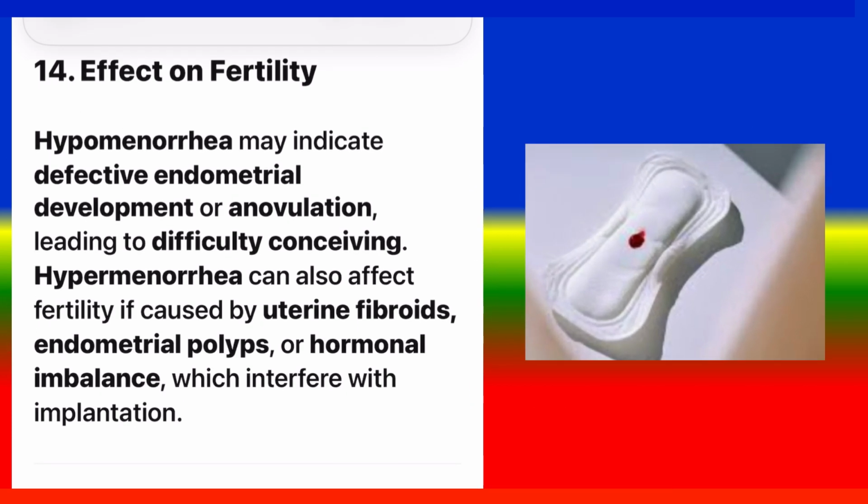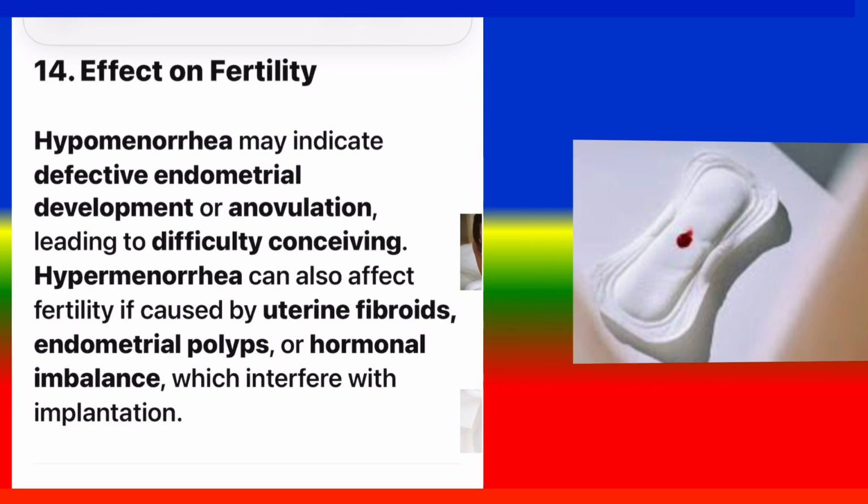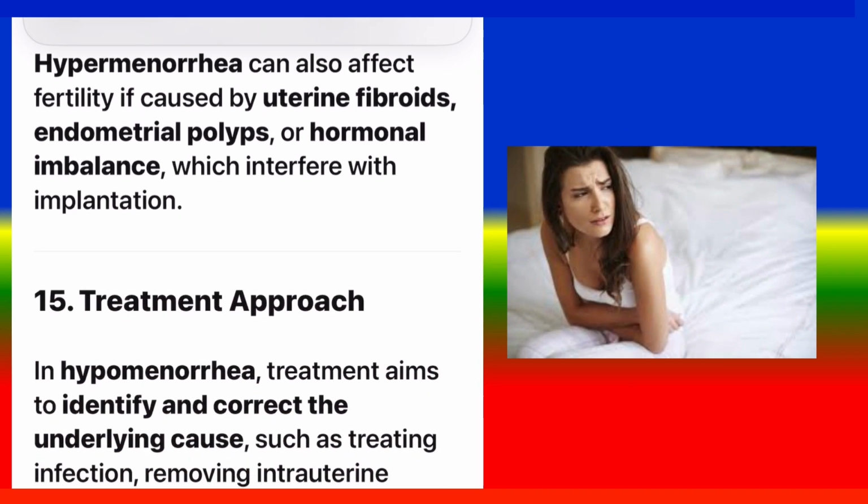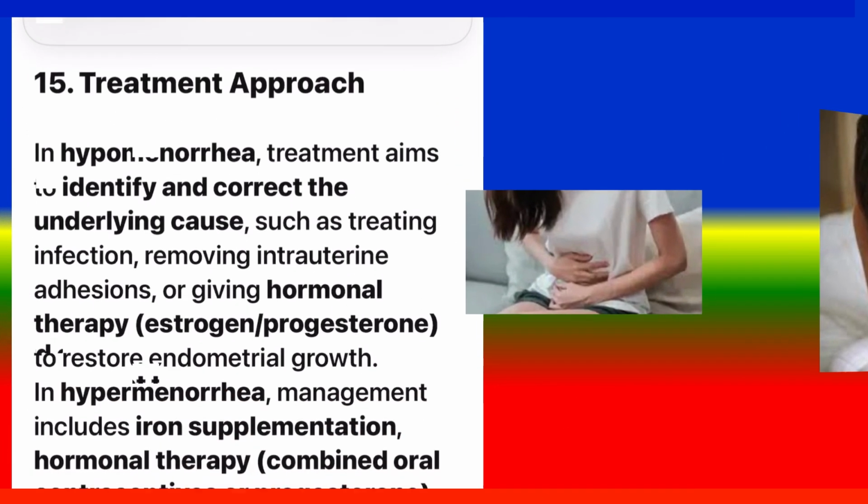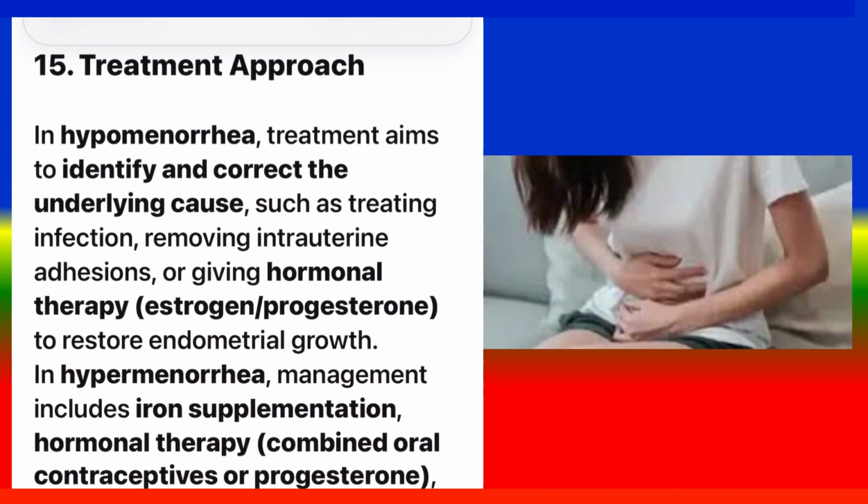14. Effect on fertility. Hypomenorrhea may indicate defective endometrial development or anovulation, leading to difficulty conceiving. Hypermenorrhea can also affect fertility if caused by uterine fibroids, endometrial polyps, or hormonal imbalance, which interfere with implantation.